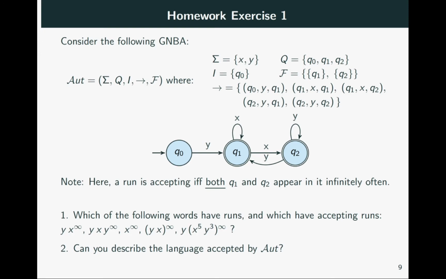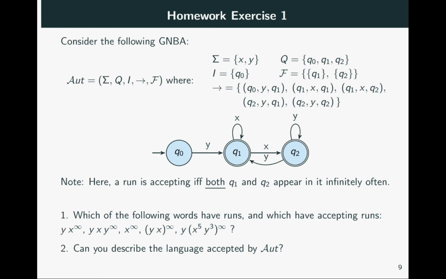Here are two homework exercises that will help you become familiar with the notions of runs, accepted words, and accepted language for a GNBA. You are given a different GNBA. Note in particular that now there are two accepting sets. The singleton Q1 set and the singleton Q2 set. So in this case, a run is accepting if both Q1 and Q2 appear in it infinitely often. Again, this follows by instantiating the general definition of what an accepting run is to this particular case.